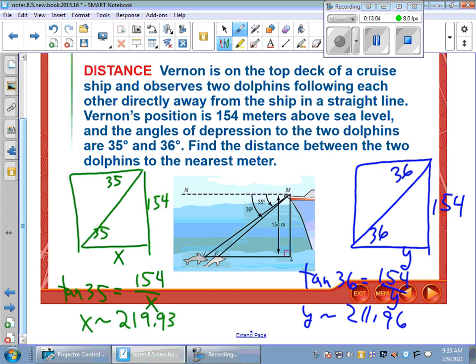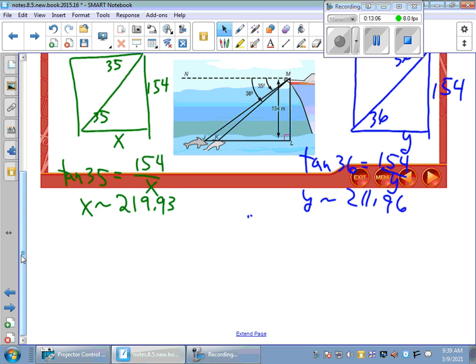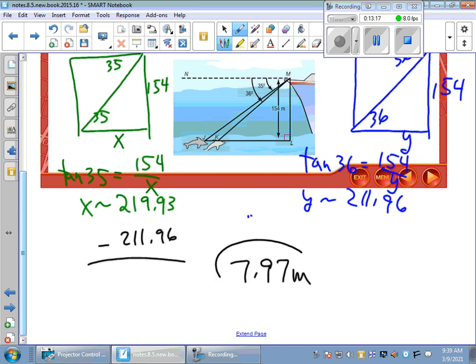So you're going to subtract those two, because you're looking at the distance between the two. When you subtract those two, the distance is about 7.97, I think in meters. So that takes a little bit more time and effort. Hopefully we're grasping the idea. Great job, folks.